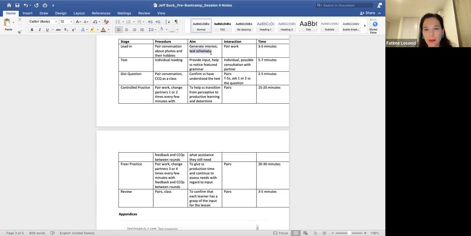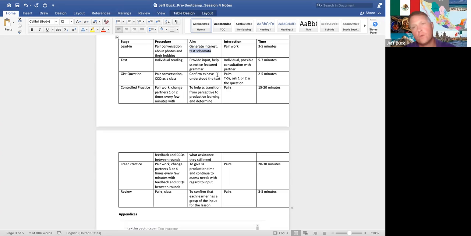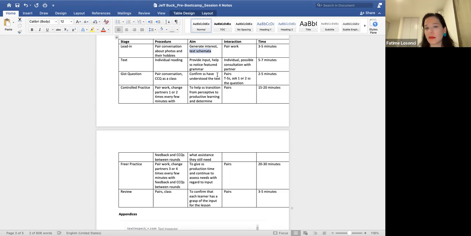Notice this expression, "test schemata." That's not how we refer to schema or schemata. Yeah. We don't test it, we activate it. So that's just Delta jargon again. Because, well, the idea is to activate it.